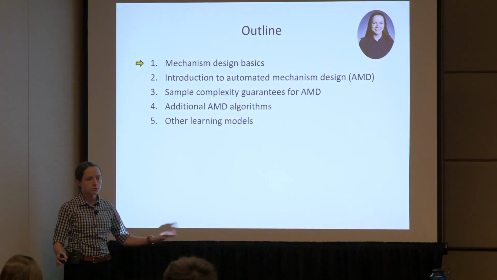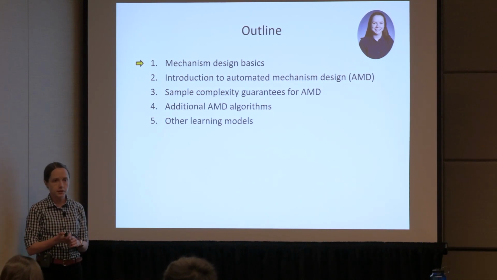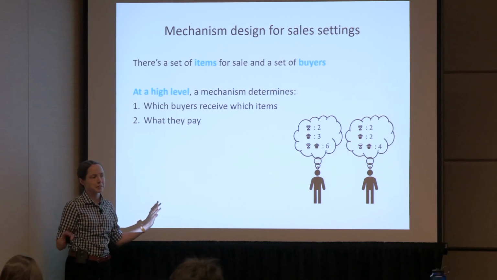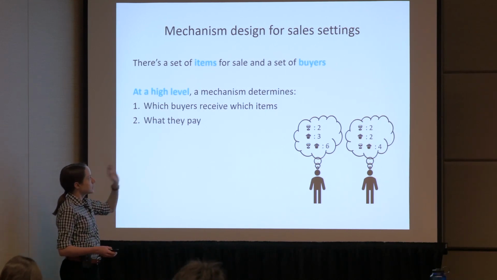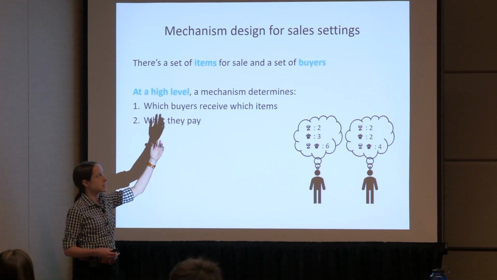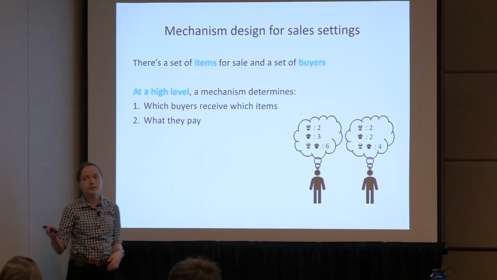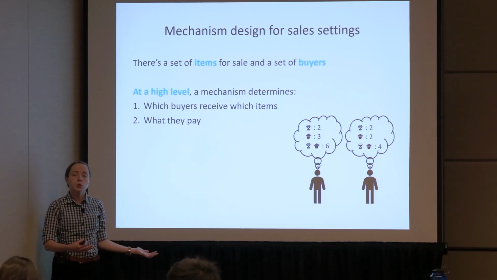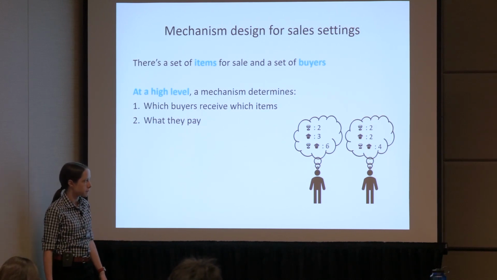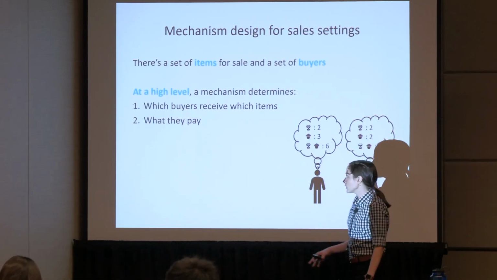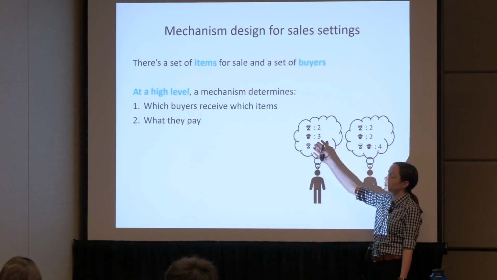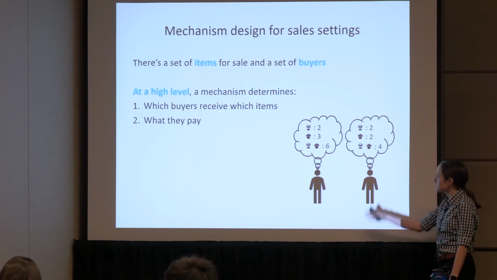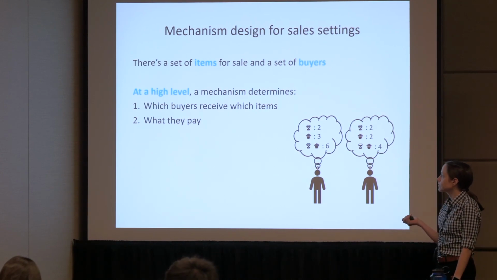Just to start off, I'm going to begin with some mechanism design basics. I'll go through this a little bit quickly, just because this is easy. In a mechanism, of course, there are items for sale and buyers who want to buy them, and these are the selling mechanisms that we're going to concentrate on here. At a high level, a mechanism determines who's going to get these items and how much they're going to pay. So for example, maybe we have 2 buyers, and this buyer has value of 2 for the coffee, value of 3 for the muffin, and value of 6 for the bundle of the coffee and the muffin. And this buyer has other valuations.